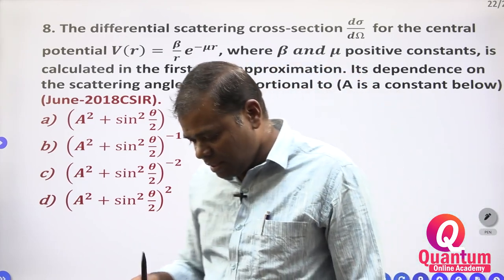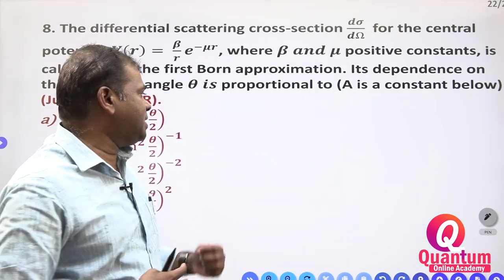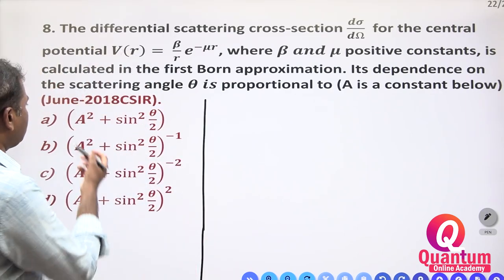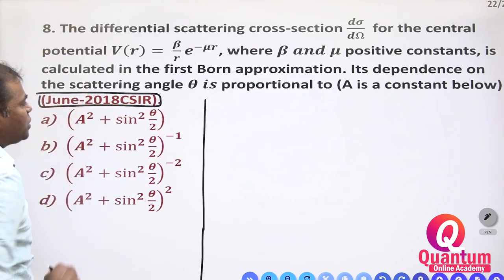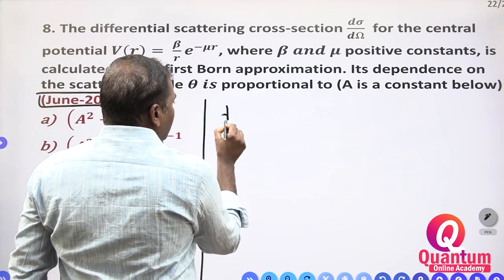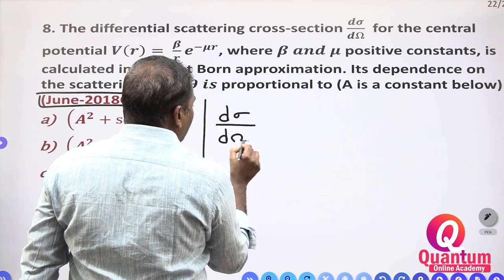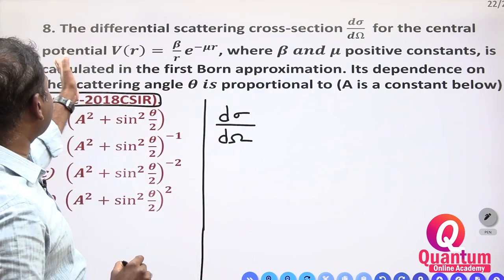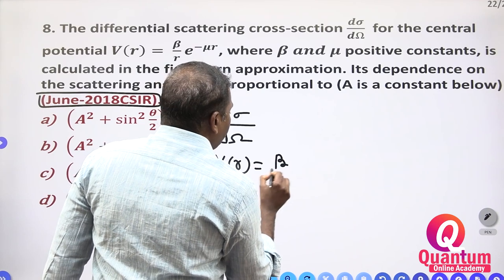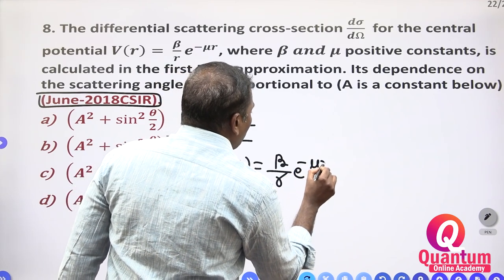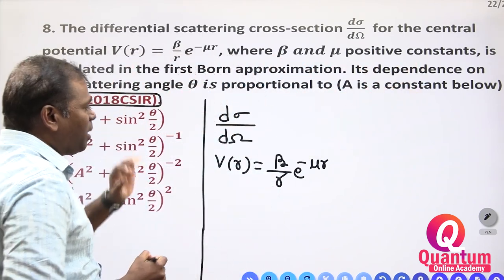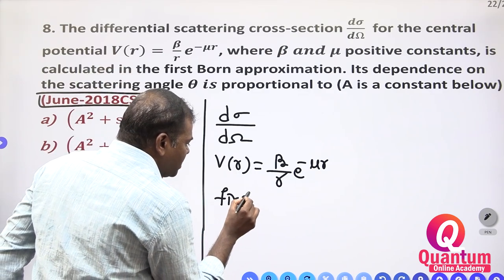Now the eighth one, what is this? That is scattering theory. From the scattering theory, we have to calculate this one. This is very, very important. Scattering theory, a 5 marks question. June 2018, CSIR, recently they asked this question. The differential scattering cross section, d sigma by d omega, for the central potential V of r is equal to beta by r into e to the power of minus mu r, where beta and mu are positive constants, is calculated in the first Born approximation. What is the first Born approximation?